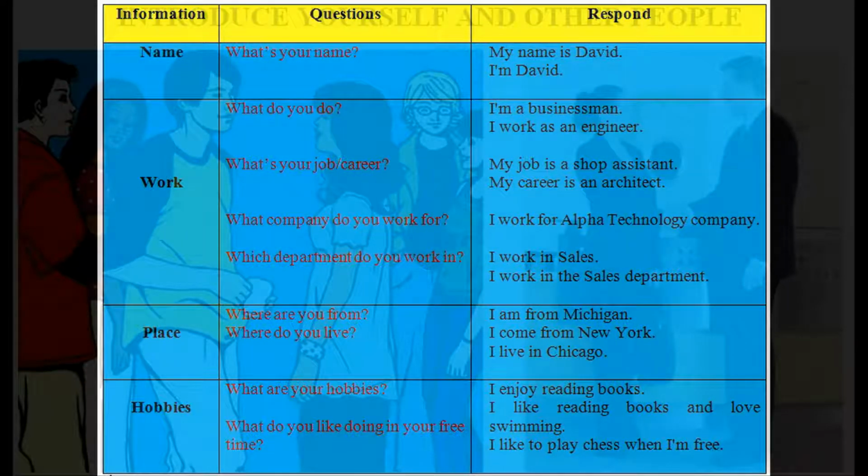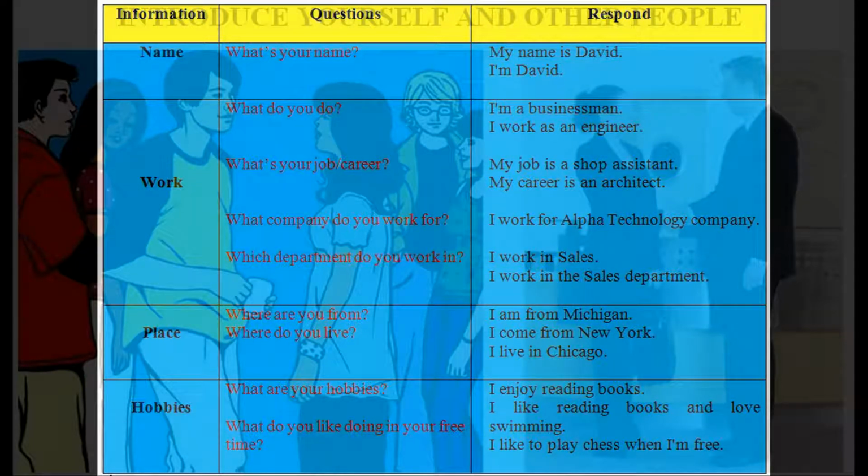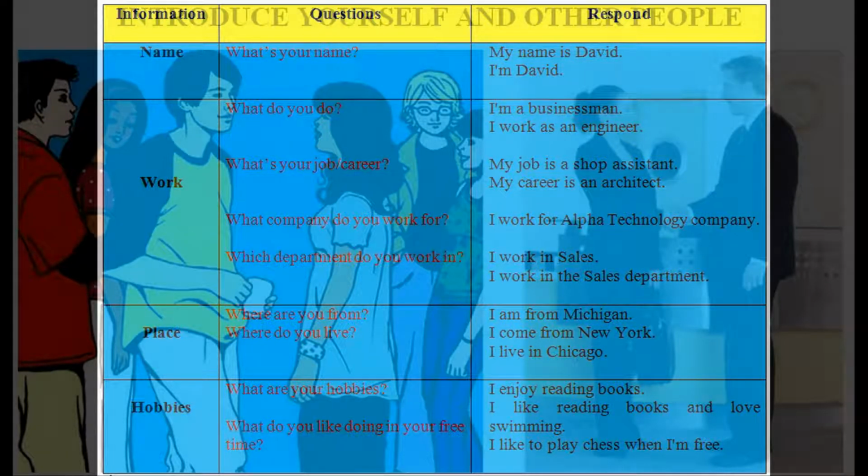work, right? You can ask, what do you do? Or what's your job? And the other can answer, I'm a, and after that is a job. For example, I'm a businessman, or I work as an engineer, or you can use "my job is", and after that is a job. My job is a salesperson, or my job is a shop assistant.